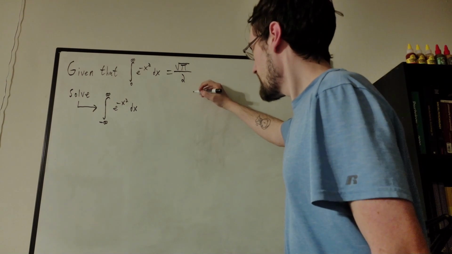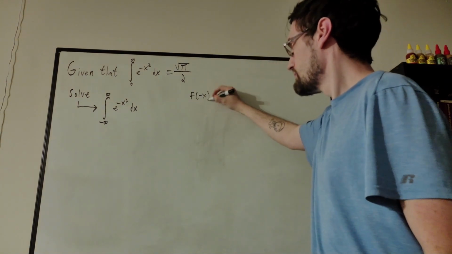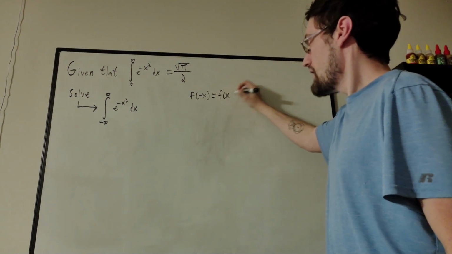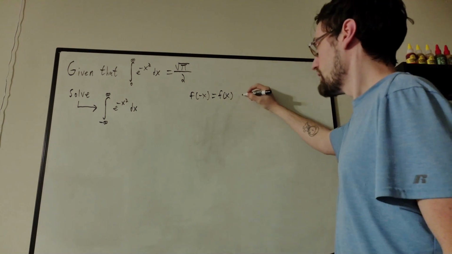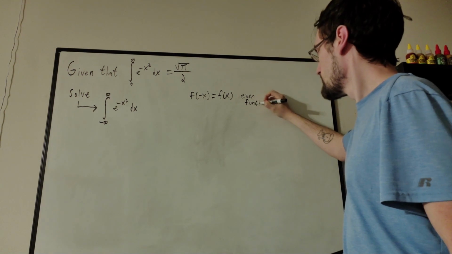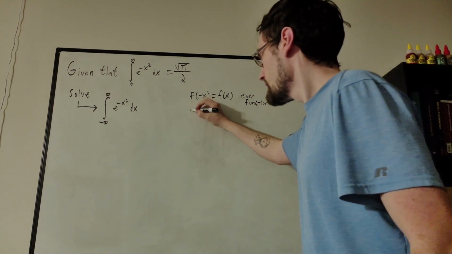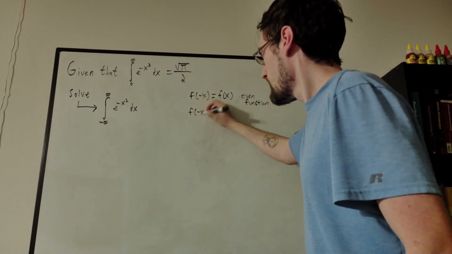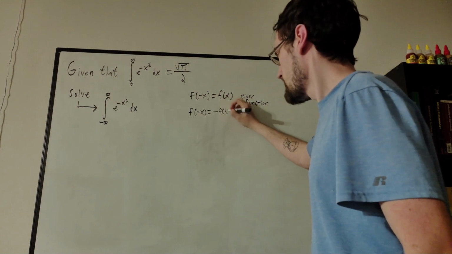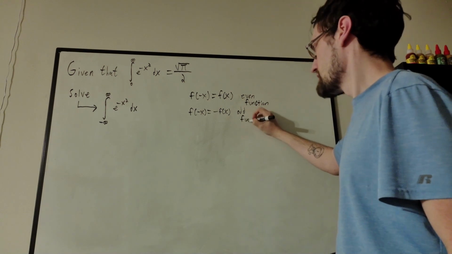Well, consider that if we evaluate a function f of negative x, if that ends up equal to f of x, then we have what's called an even function. If, however, f of negative x is equal to negative f of x, we have what's called an odd function.